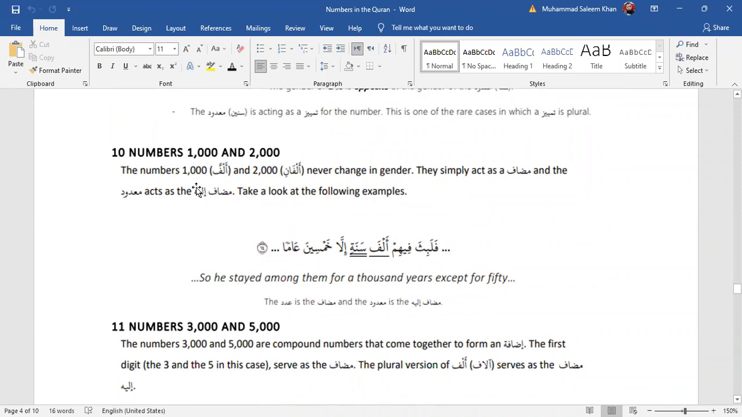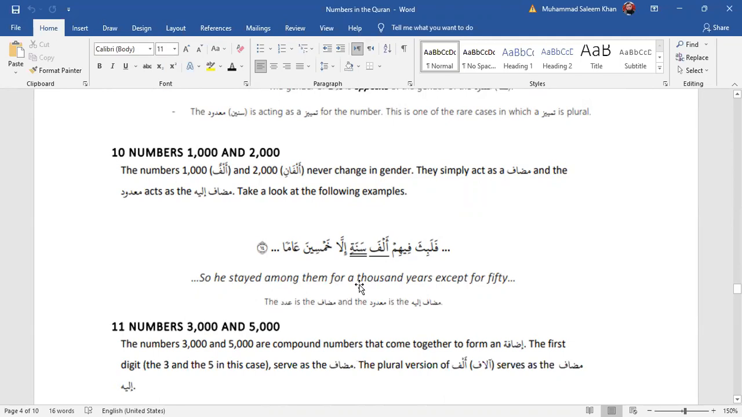And the number 1,000, what do you remember about 1,000? The number after it is madud, mansub and singular. Singular, yes. So, فَلَبِثَ فِيهِمْ أَلْفَ سَنَةٍ إِلَّا خَمْسِينَ عَامًا. So, he stayed among them for 1,000 years except for 50.